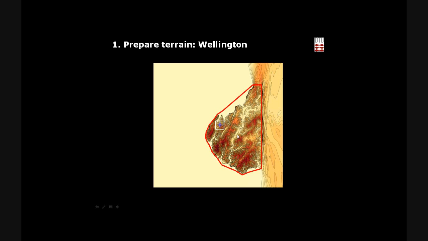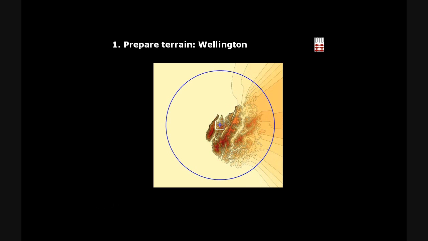The first thing we do in order to do the CFD calculation is to prepare the terrain. So I will see if this works. Here you see that we have prepared the terrain for CFD. This blue circle is 34 kilometers in diameter now. That's the extent of the computational domain, the part that we want to simulate.